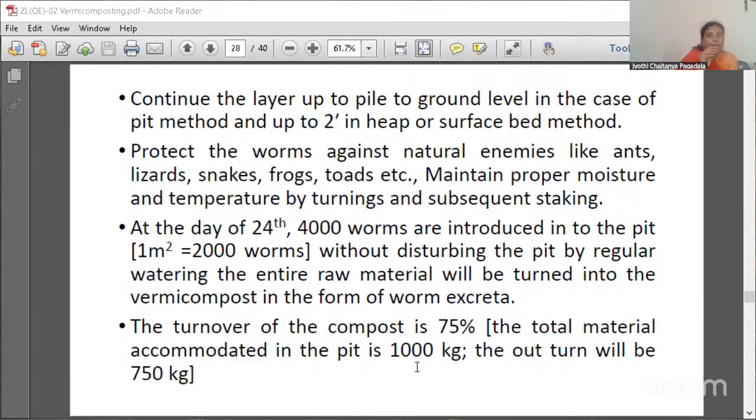Here we have to protect all these procedures from natural enemies of the worms like ants, lizards, snakes, frogs, toads, etc., and maintain the moisture and temperature by turning and subsequent stacking.